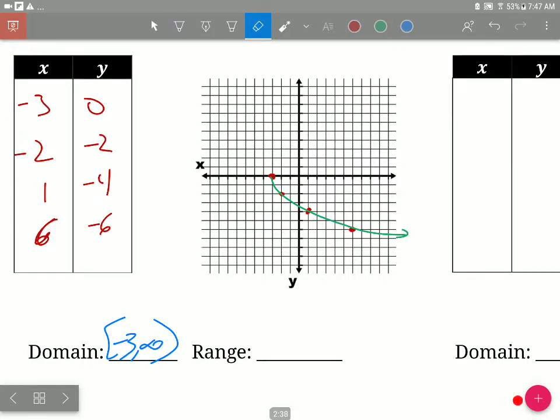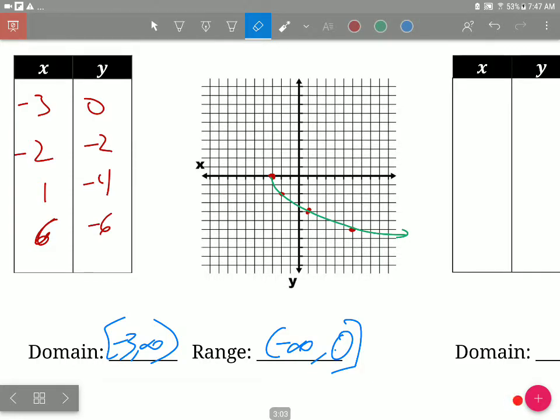Your range, your highest point is right here, and it goes down forever, which, remember, start low to high, so we're actually going to start at -infinity up to 0. So -infinity up, not to negative, up to 0. And we're going to include it. That's your range. Sweet. All right, let's do the next problem.